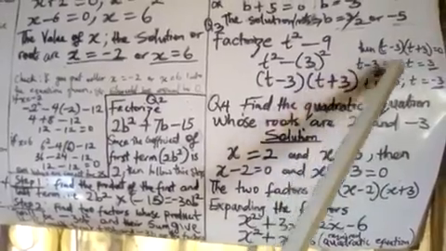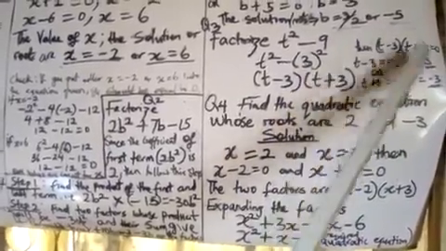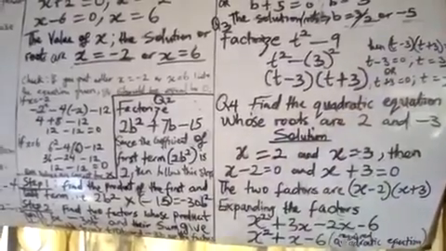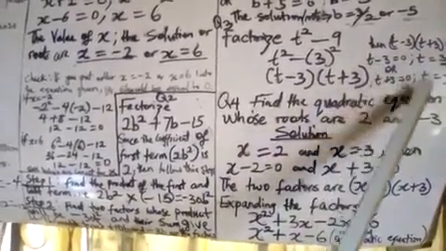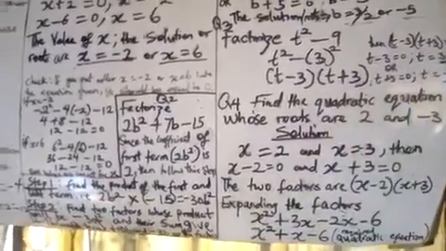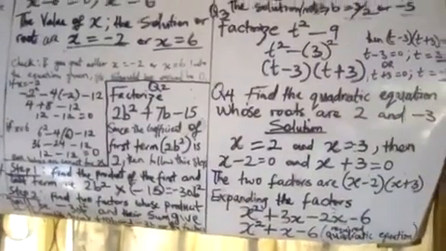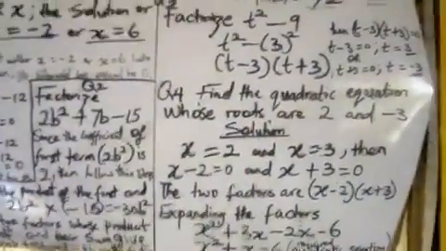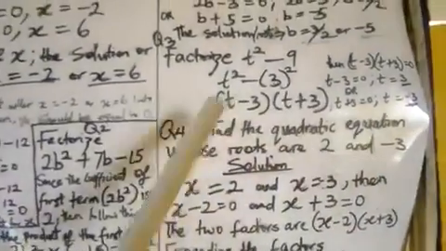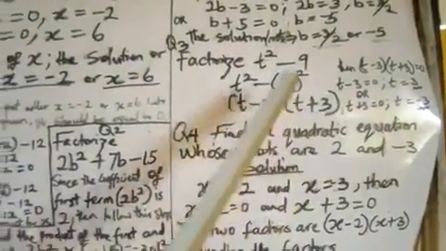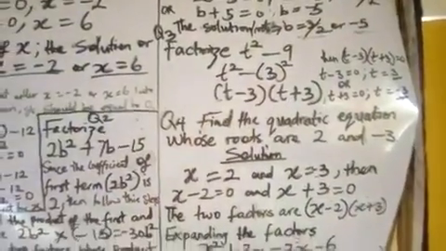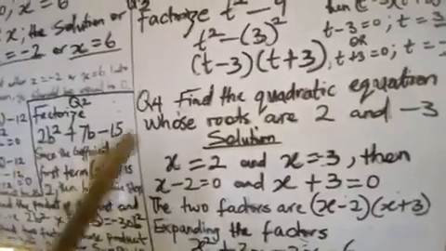So t minus 3 is equal to 0. When the 3 crosses to the other side, it becomes 3. Or t plus 3 is equal to 0. t is equal to what? Minus 3. Those are the two roots, and these are the two factors for this quadratic. Let's move to question 4.